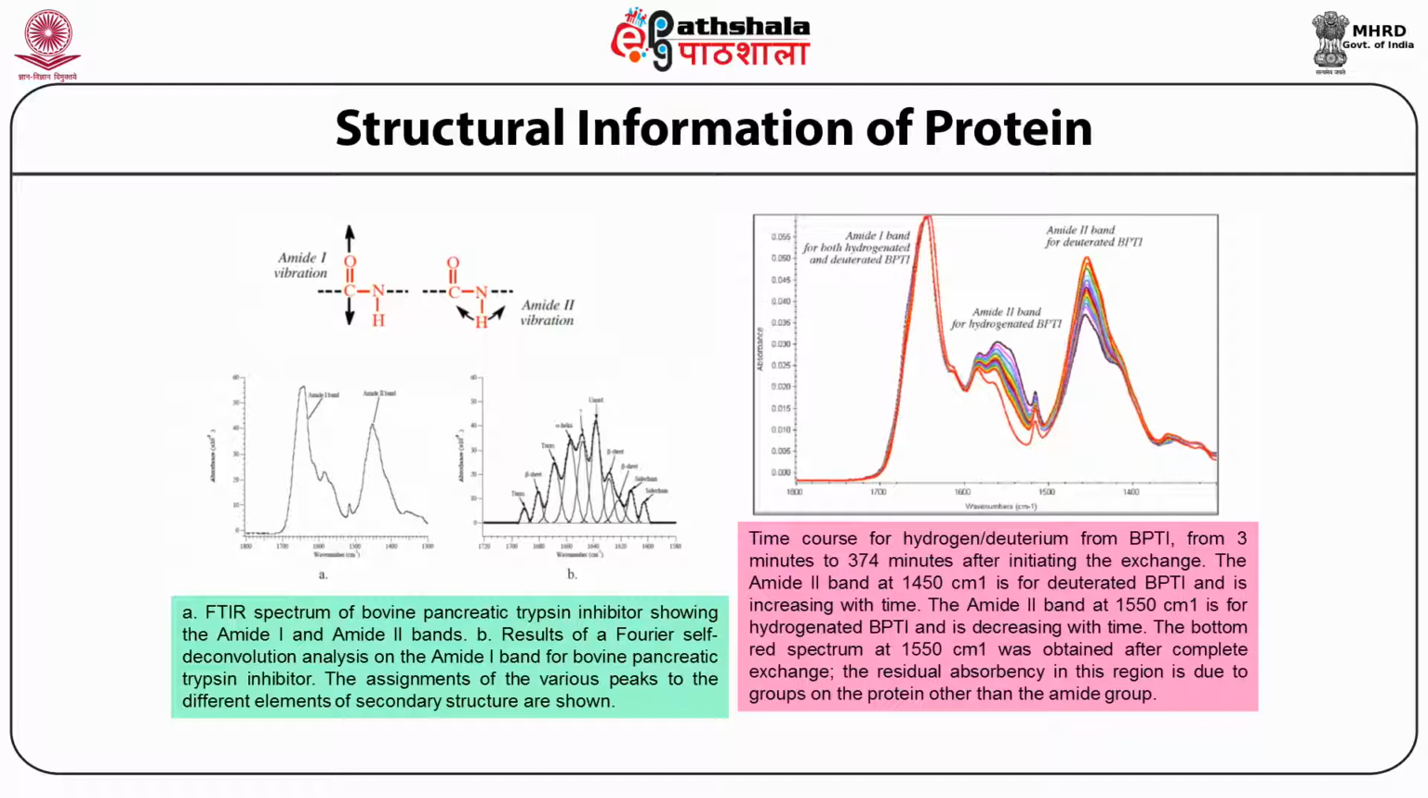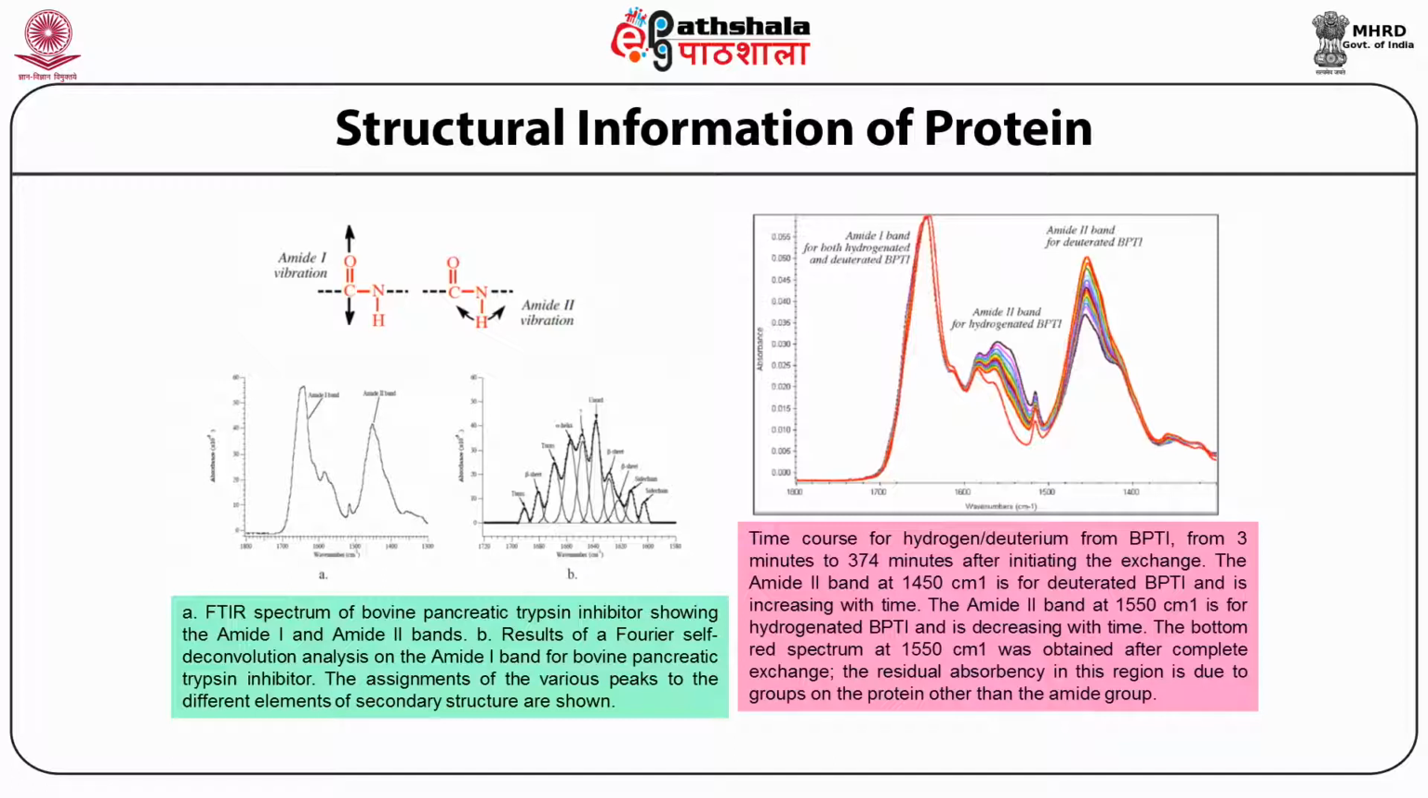In the right panel you see an intense band of the amide 1 band and amide 2 band for deuterated BPTI, bovine pancreatic trypsin inhibitor. The course of hydrogen deuterium exchange of BPTI is shown from 3 minutes to 374 minutes after initiating the exchange.